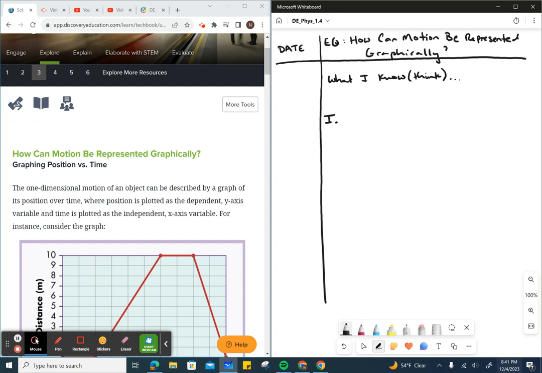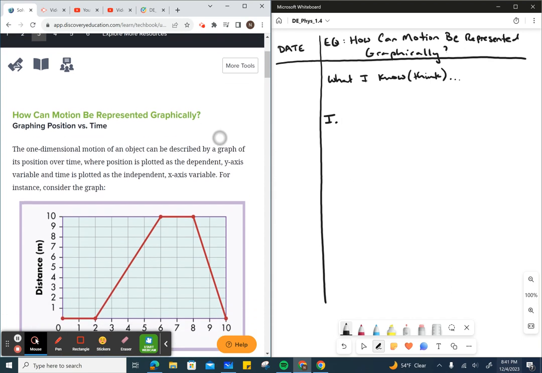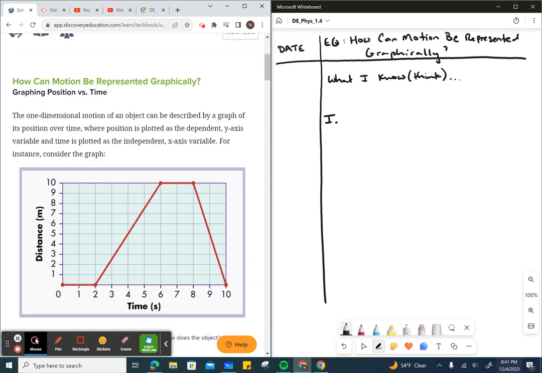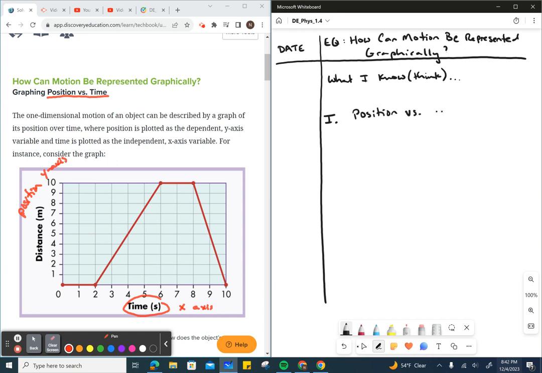So, how do you represent motion graphically? There's a couple things you can represent. The first thing that you see in the text is position versus time. Time is on the x-axis down here, right? This is your x-axis. And your position, your distance, is on the y-axis, right? So we'll say position versus time.